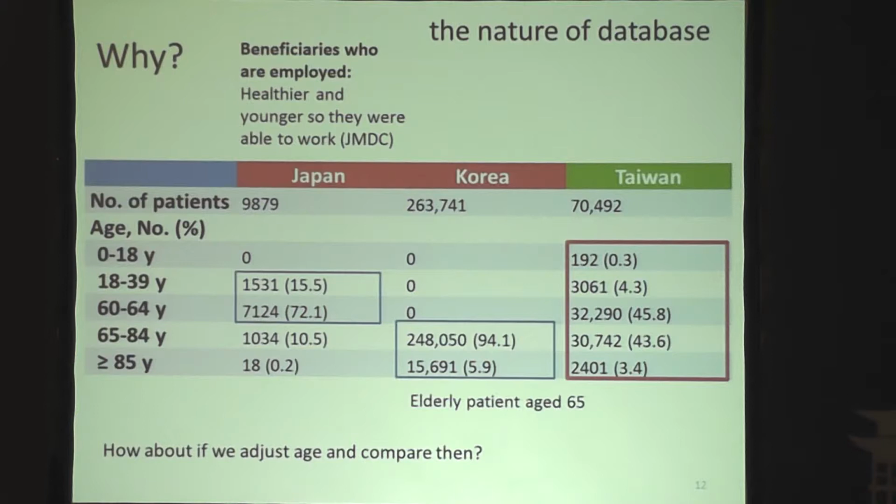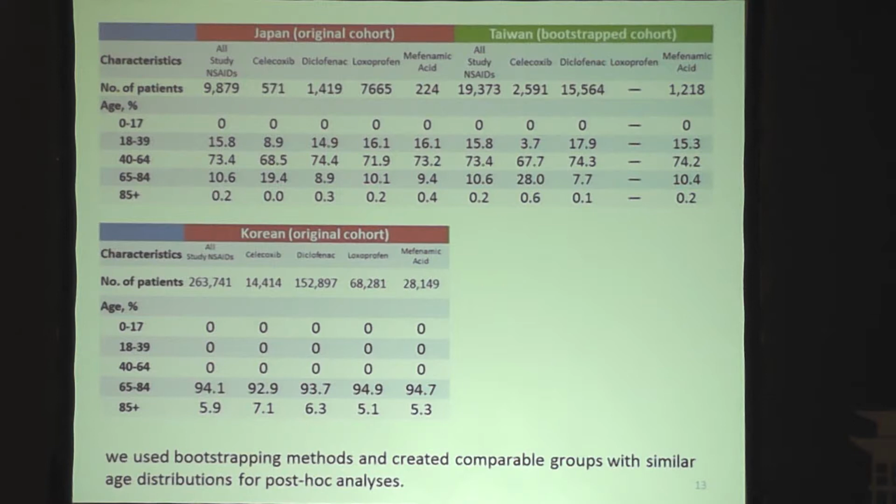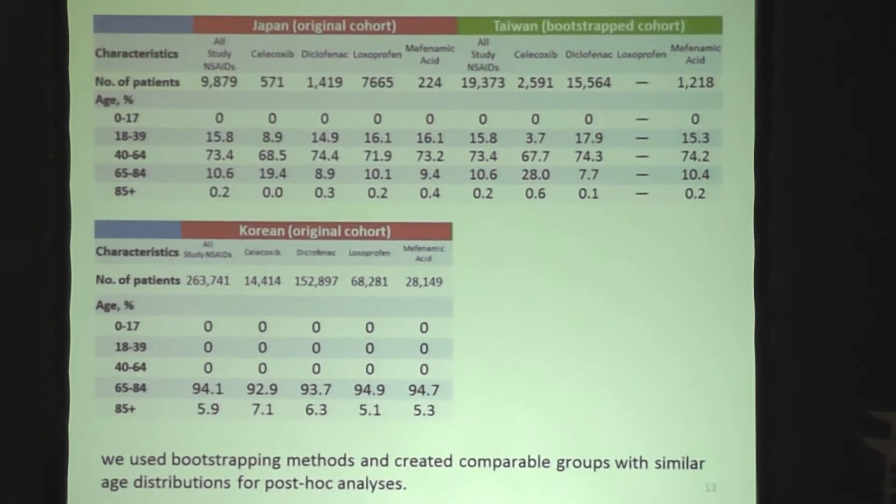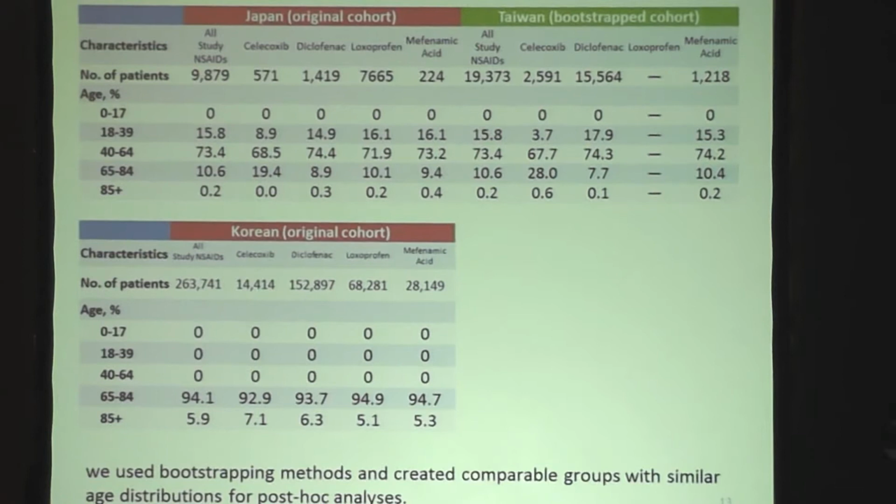So how about we try to make Taiwan's distribution like the other two countries? So we do bootstrapping. We randomly select patients based on the proportion of each subgroup of age. So you'll find the age distribution is quite similar between Japan and Taiwan right now, and Korea also.